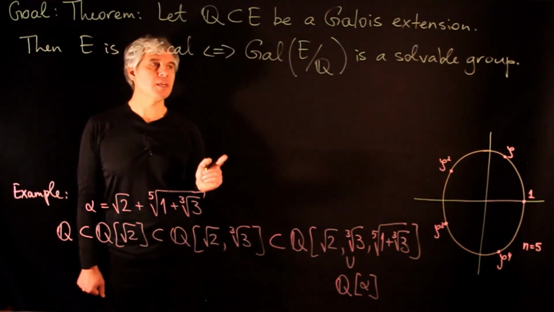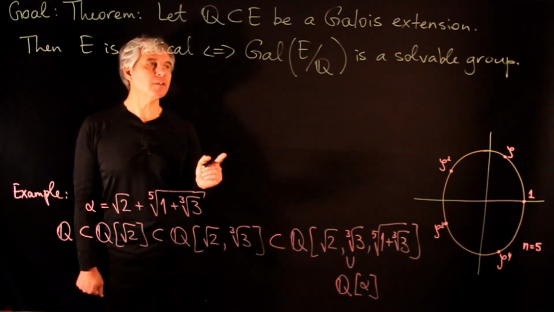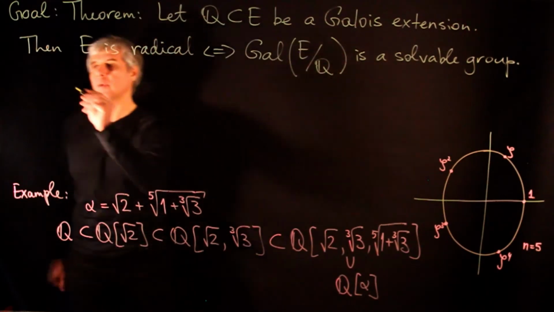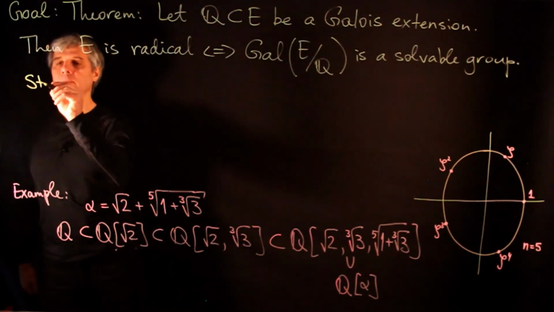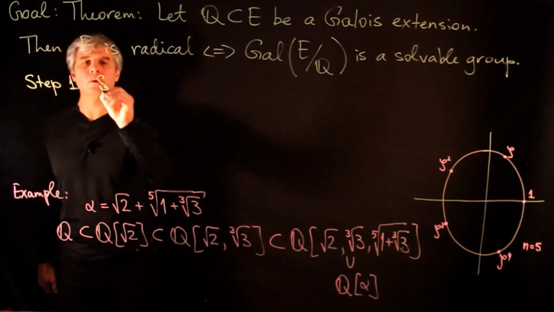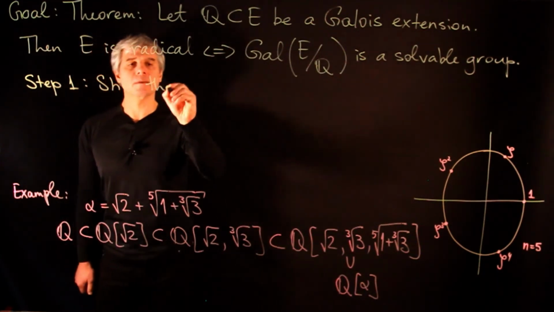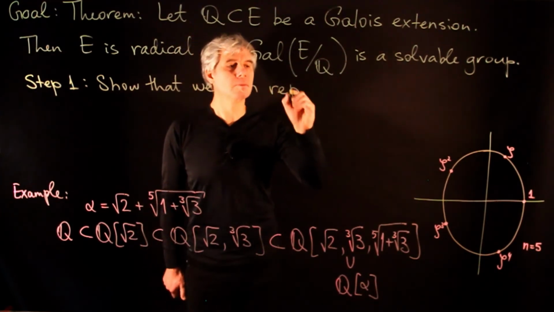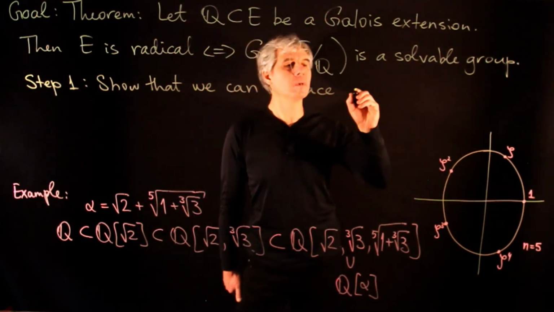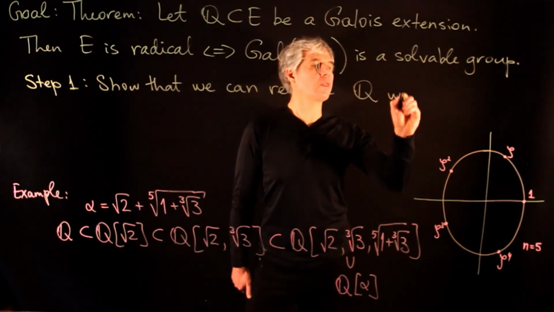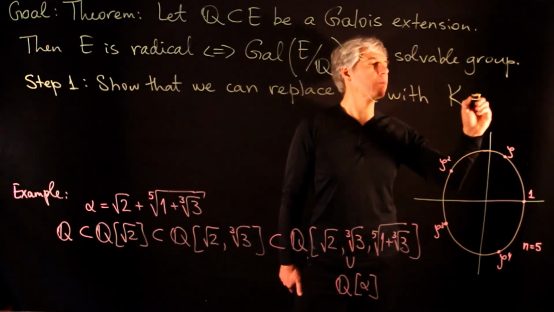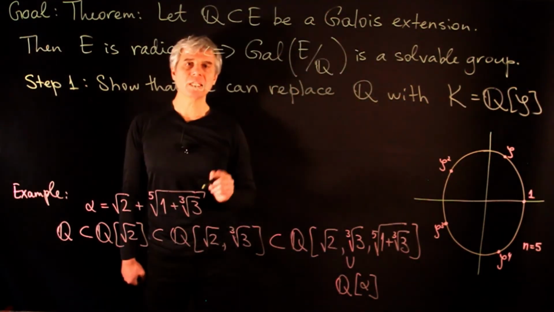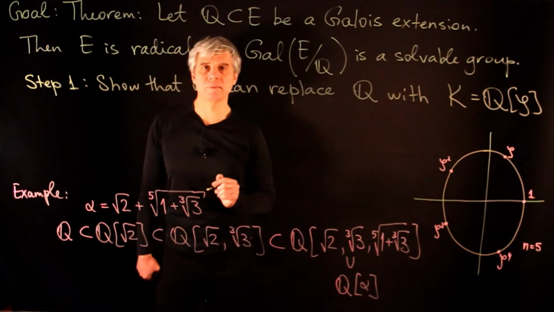When proving this theorem, we will find that it is more convenient to work with the cyclotomic field in place of the field of rational numbers. This will be our step 1. We want to show that we can replace in the statements of this theorem Q with the field K, which is Q of zeta, the cyclotomic field. Let us show that this can indeed be done.